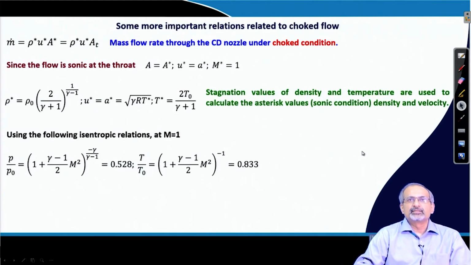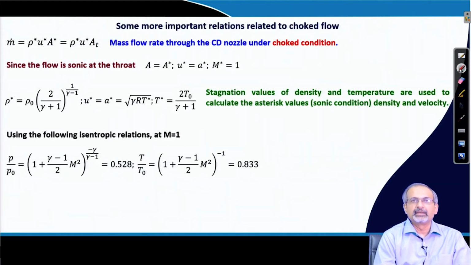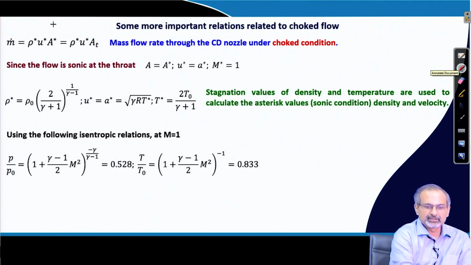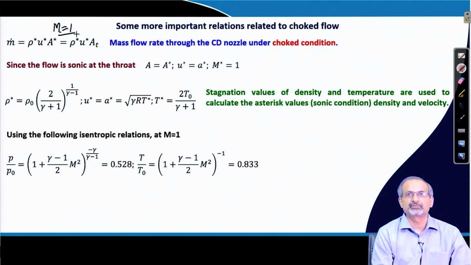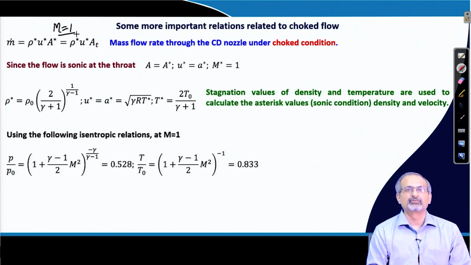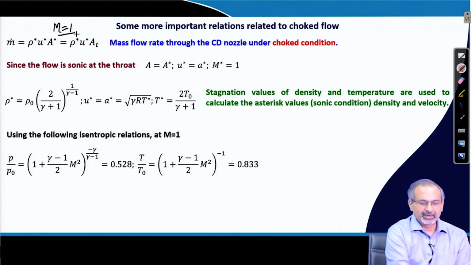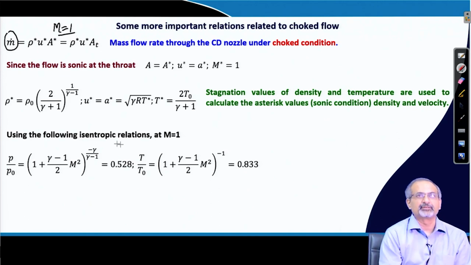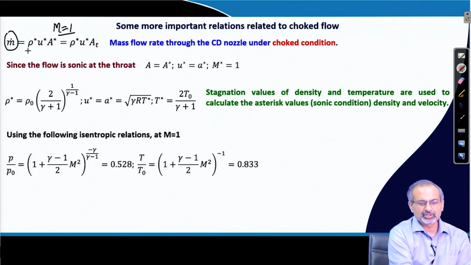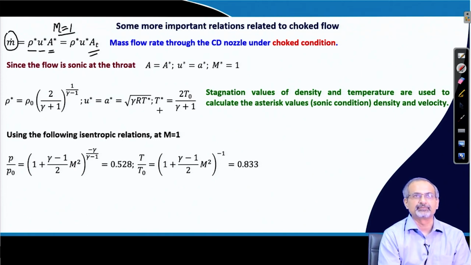Some more important relations related to the sonic condition at the throat. We know that if you reach sonic condition at the throat, the flow further gets choked. That means, that is the maximum mass flow rate that particular throat can allow through the nozzle, and you cannot enhance the mass flow rate beyond that point. It is given by rho star u star into A star. A star happens to be the throat area itself.